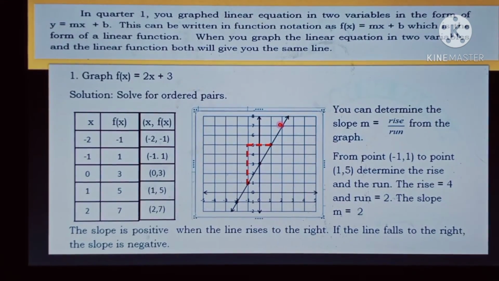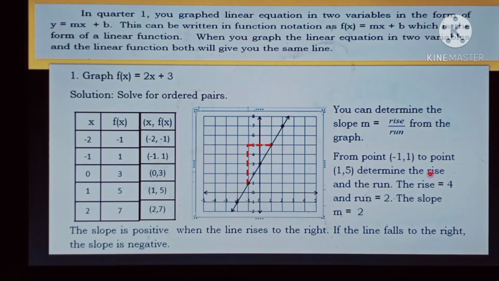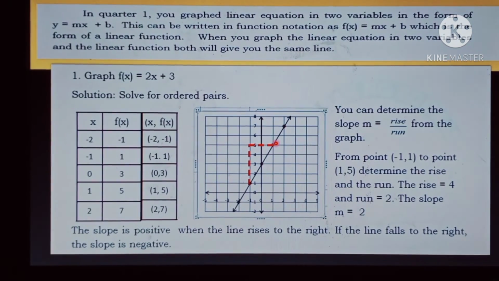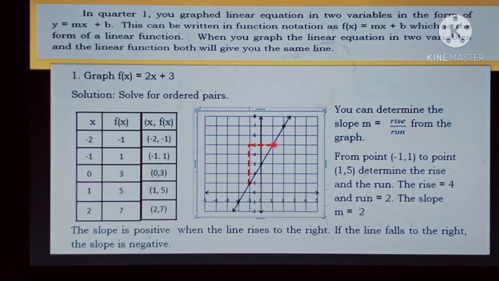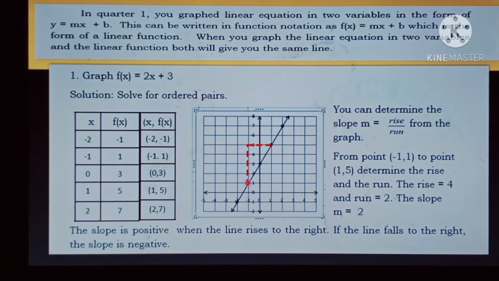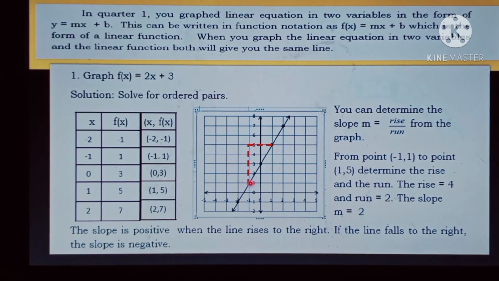So you don't forget the arrowheads on both sides of the line. So dito daw ay gagamitin natin yung slope, no? So rise over run. Ganun pa rin yung proseso sa katulad ng linear equation. So, you take any of the 2 points. Dito ang ginamit ay negative 1, 1, pati 1, 5. So, yun yung 2 points na ginamit.